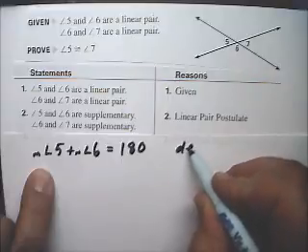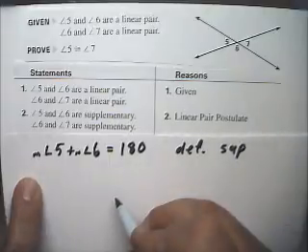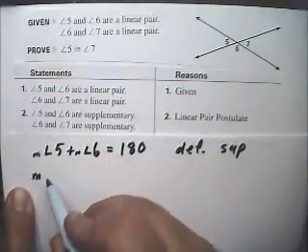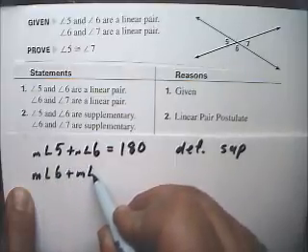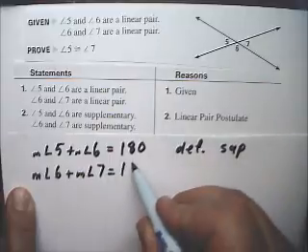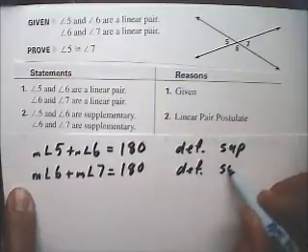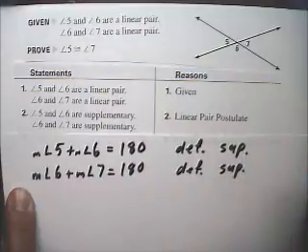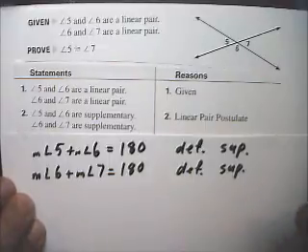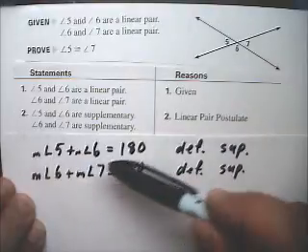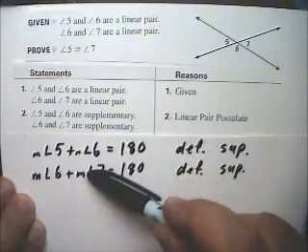And for a reason, you say, well, that's the definition of supplementary. So now you're going to continue with that. You're going to say the measure of angle 6 plus the measure of angle 7 equals 180. See, that's what it means to be supplementary, so that's the definition of supplementary. Okay, so now what? Well, now I can say that this is equal to this. See, they're both equal to 180, so I can say that this is equal to this.